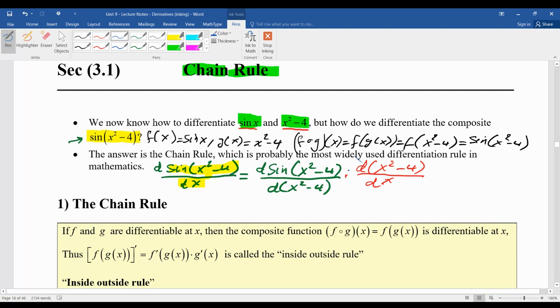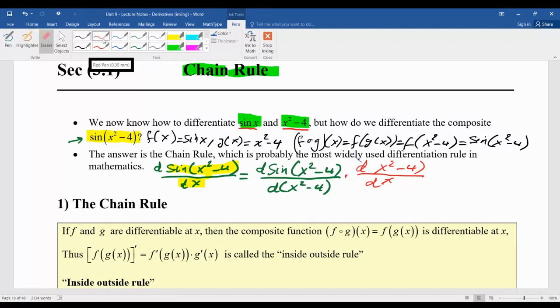As you see, if we take this as a product of two fractions, then this cancels with this. So we're back to the derivative of sine of x squared minus 4 with respect to x, and that's what we want to find. But we don't want to do this. We just want to take two derivatives. The first one is with respect to x squared minus 4, and the second one is with respect to x. And that will give us the derivative of sine of x squared minus 4 with respect to x.